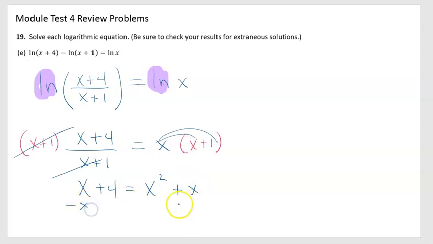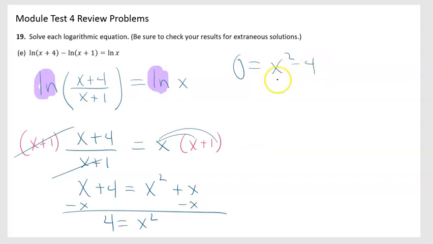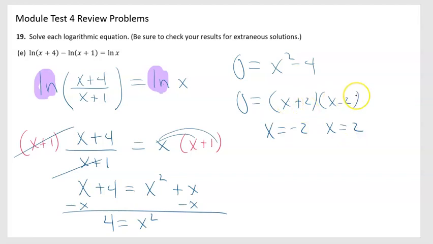So I'm going to subtract x. That gives me 4 still on the left and x squared on the right because those cancel. Then I move the 4 over, so I have 0 equals x squared minus 4. Lucky for us, we got something that'll factor. x plus 2 times x minus 2 means I have two answers again. One of them is negative 2, and the other one is positive 2 from here.